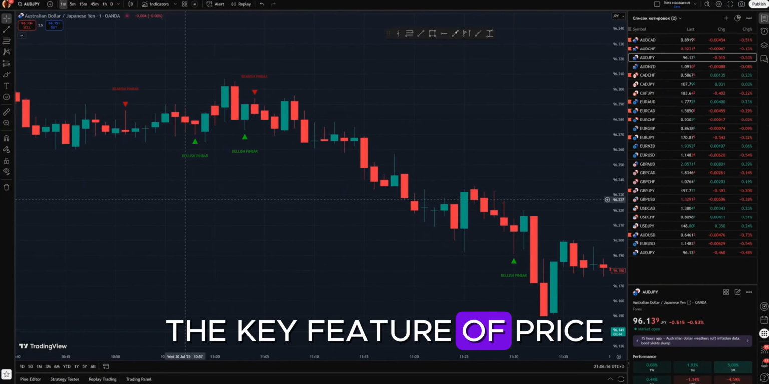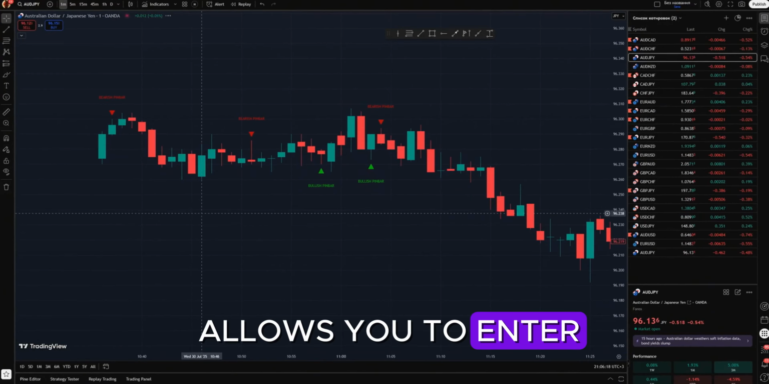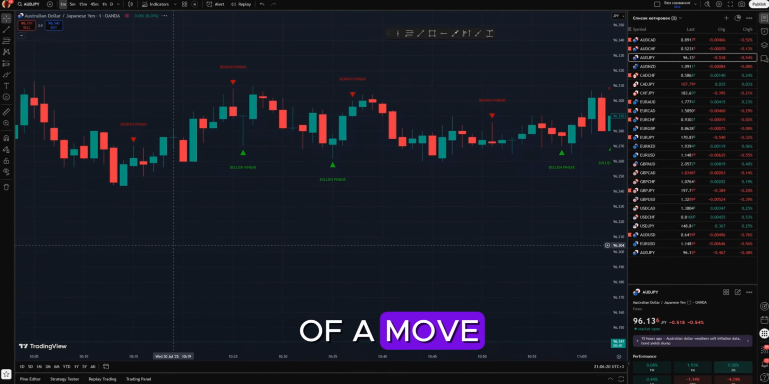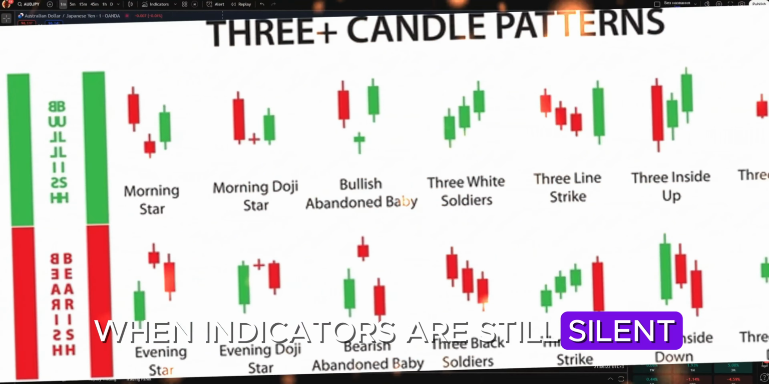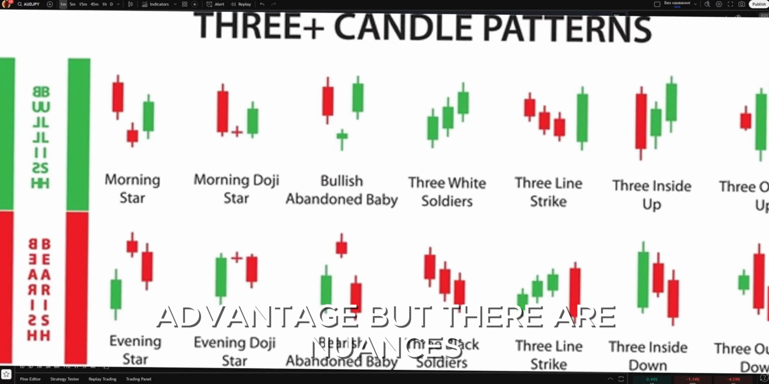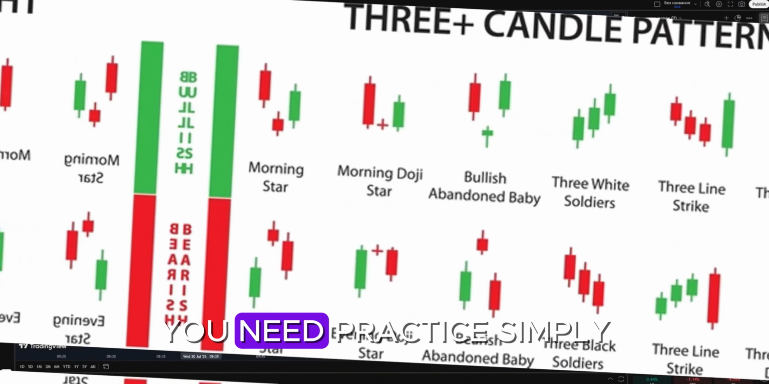The key feature of price action is that it allows you to enter a trade at the very beginning of a move, when indicators are still silent. This is a huge advantage. But there are nuances. You need practice.